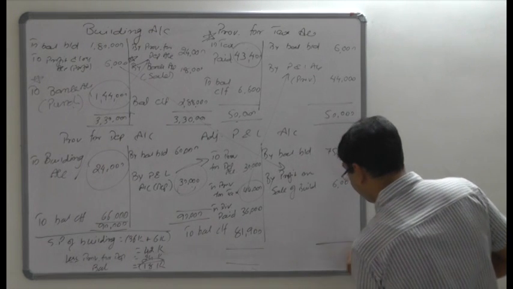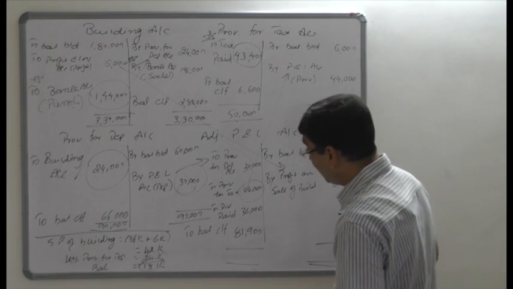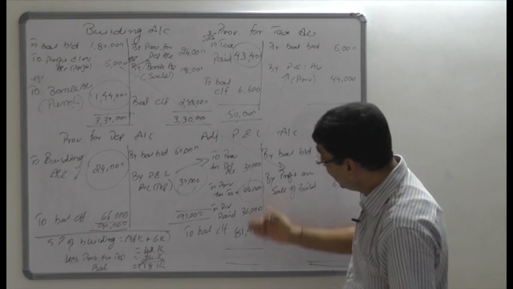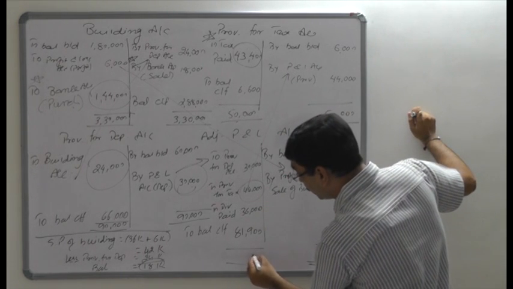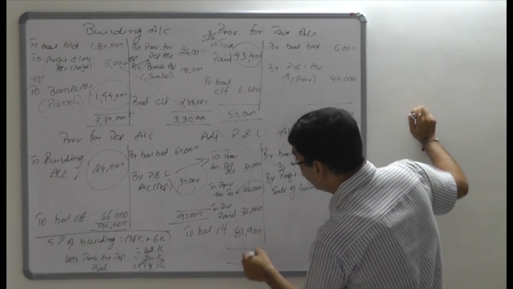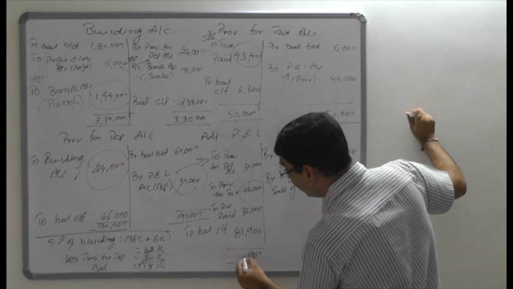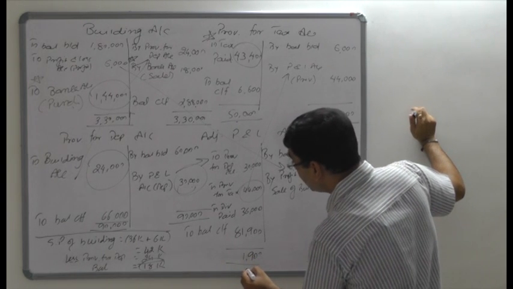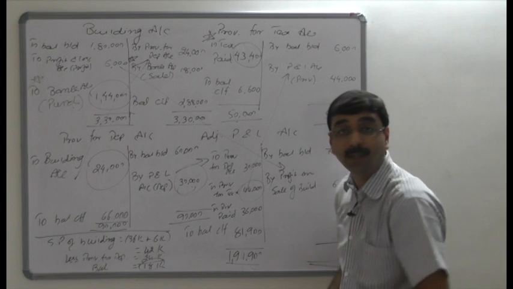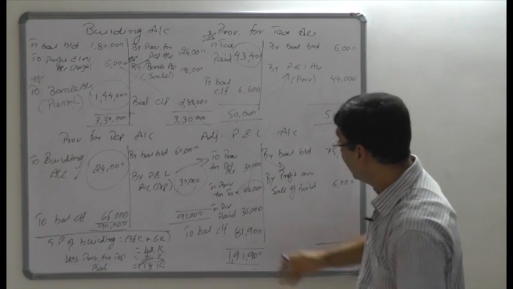Now close the adjusted profit and loss account and find out the balance. Which side looks higher? Debit side is higher. Just try to make a total of the debit side. 9, 4, 10, 11, 1 carry, 4, 8, 11 and 19. 1,91,900 rupees total of the debit.